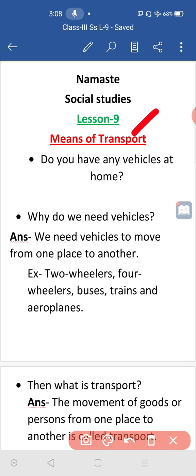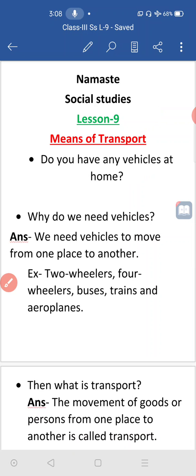See, do you have any vehicles at home, children? Are there any vehicles in your home? Yes, there will definitely be. Cycle or bike or car or some other vehicle, tractor, something will definitely be there in your home. At least a cycle or bicycle or bike. If they are not there, at least you have seen those vehicles, cycle, bike and other things. Yes, they are all called vehicles.